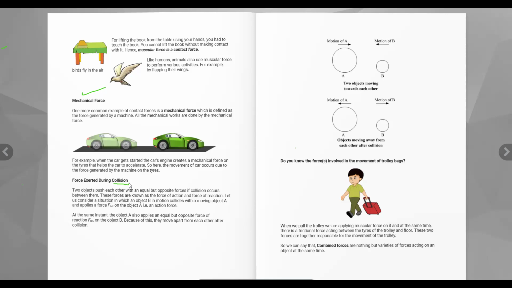Yes, sir. It's the event where two or more bodies interact for a brief period, exerting relatively strong forces on each other. This is my definition. Okay.